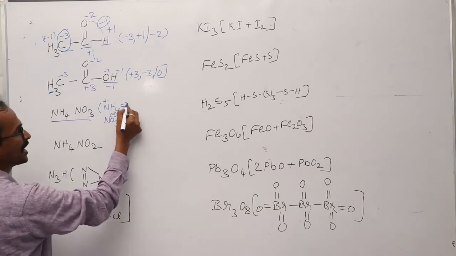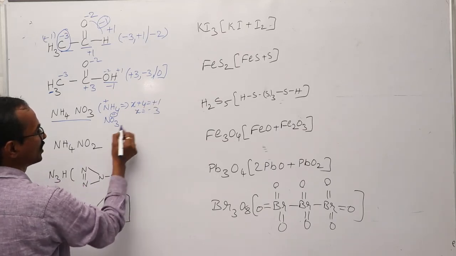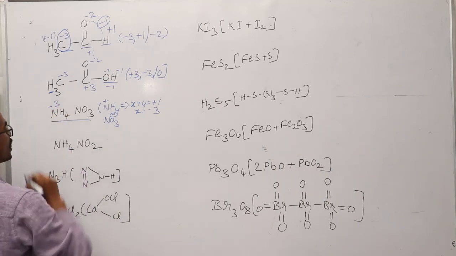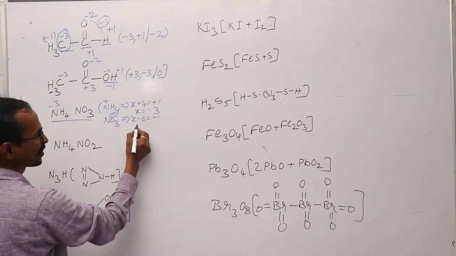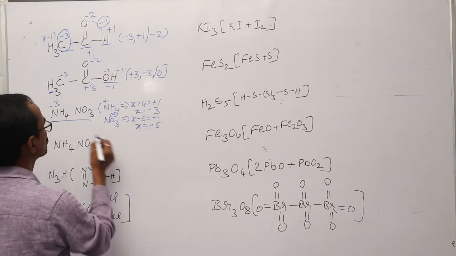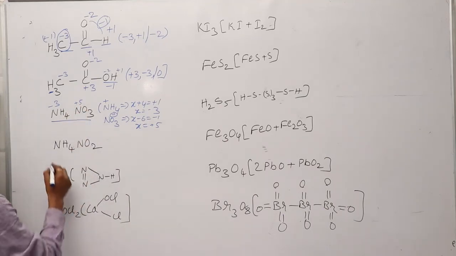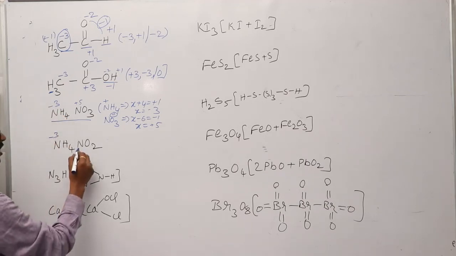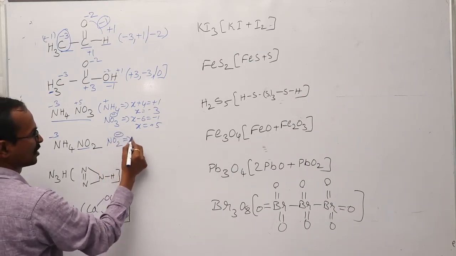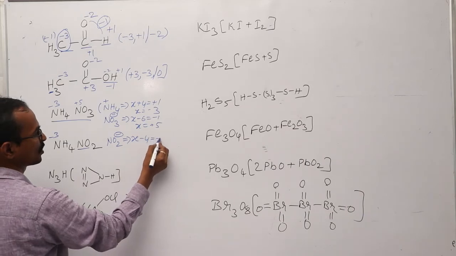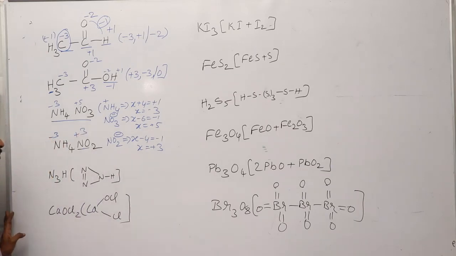And here in the NH4NO3 molecule, it is of two different species, NH4 plus and NO3 minus. So here X plus 4 is equal to +1, so X is equal to -3, right? So -3 over here. Next NO3 minus, X minus 6 is equal to -1, X is equal to +5. So here +5, right now. Next in NH4NO2, same NH4 plus means -3, NO2 minus, so X minus 4 is equal to -1, X is equal to +3. -3 and +3 over here.